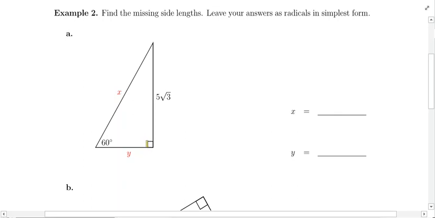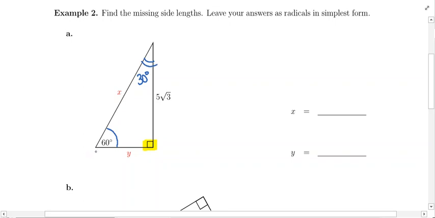You can clearly see that this is a right triangle. There's your little square. The other angle that we're given is a 60-degree angle, and so that leaves the remaining angle to be 30 degrees because the angles in the triangle have to total 180 degrees. We're missing 2 of the sides. We're given 1 of them. So we can use our 30, 60, 90 degree relationship to figure them out.